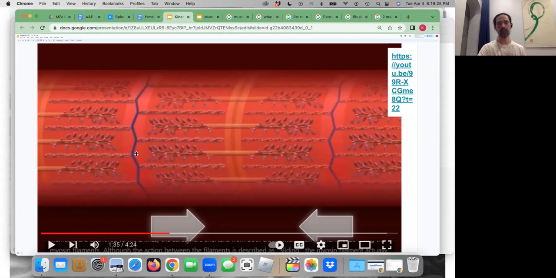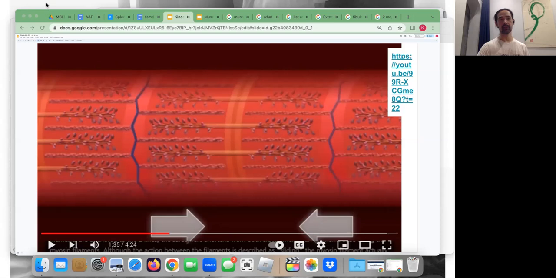A sarcomere, this whole thing is a sarcomere, from this Z-shaped line, it's called a Z-line, to the next Z-line is a sarcomere. And sarcomeres are stacked end to end. They're joined end to end like the cars of a train, or like cars in traffic. So as a result, you have small sections that contract one at a time.